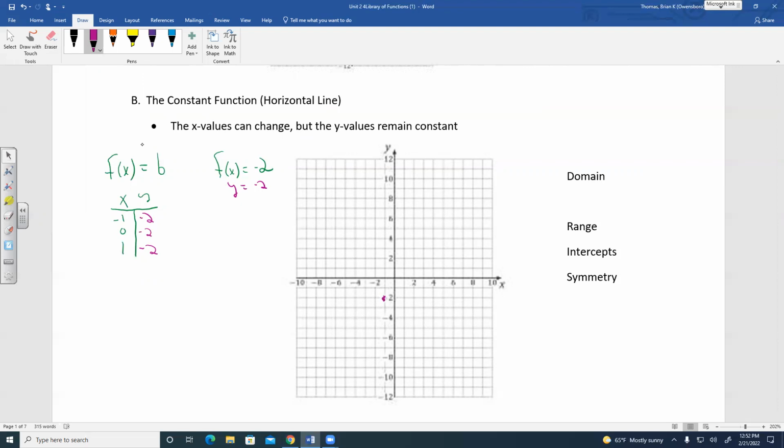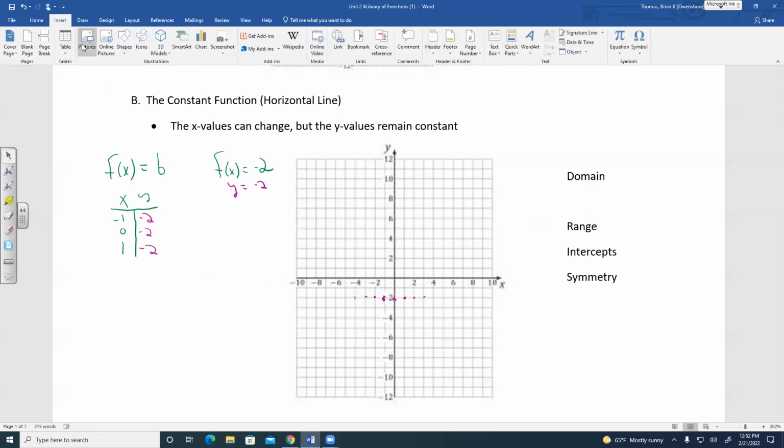So from a graphing perspective, we have this -1 and we have this -2. We have this 0 and we have this -2. We have this 1 and we have this -2. So notice how the y values are remaining constant. So a constant function is basically when f of x is just equal to a number. We call that number a constant.